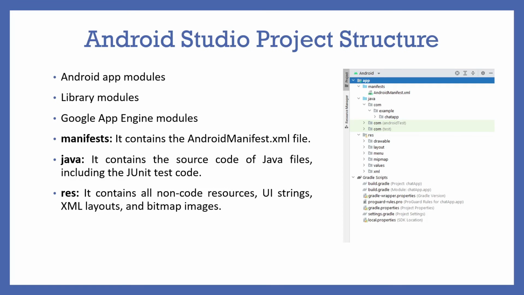So here is the Android Studio project structure. The Android Studio project structure has Android app modules, Android library modules, Google App Engine modules, and many more. The one folder is manifest. The manifest folder contains the AndroidManifest.xml file. If you are using Android Studio, then you know that the Android manifest file is very important to our Android application.